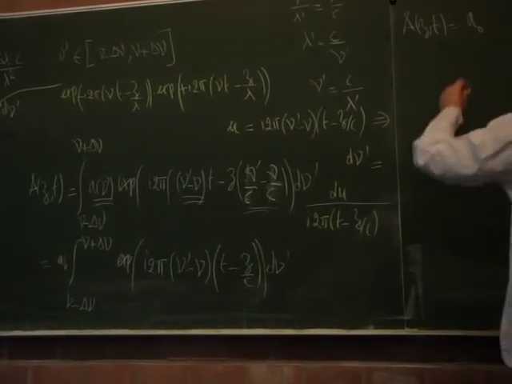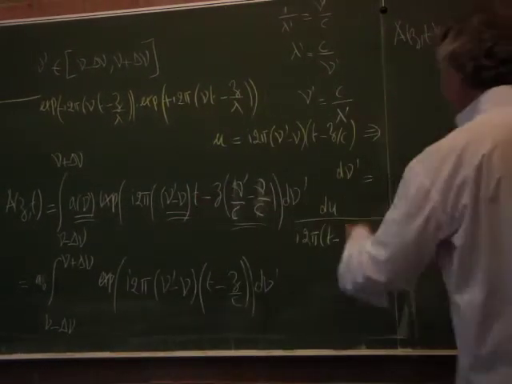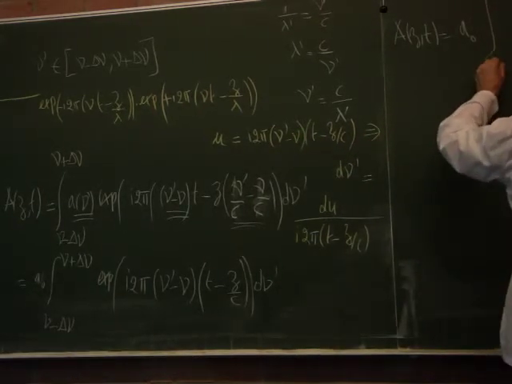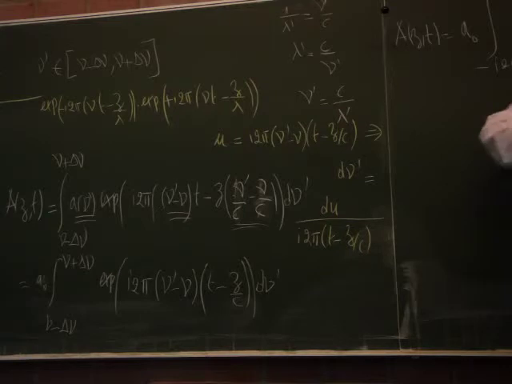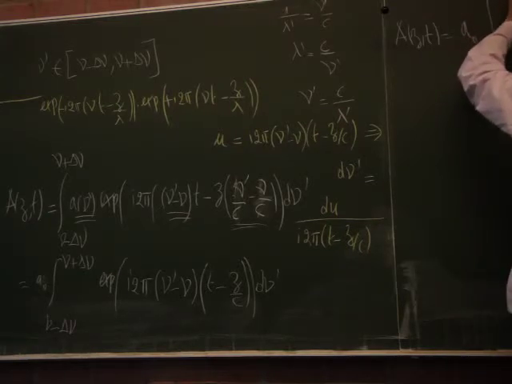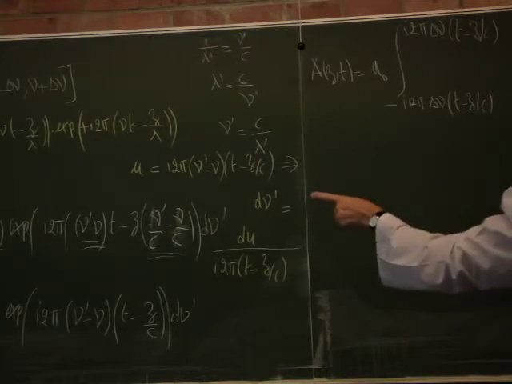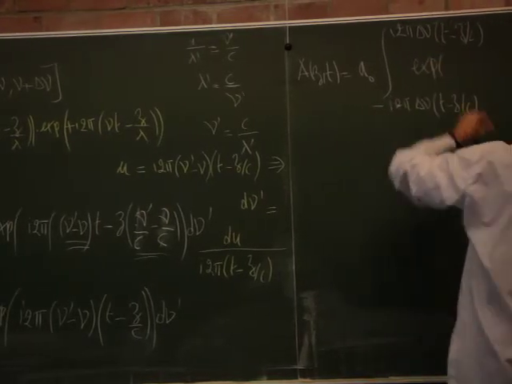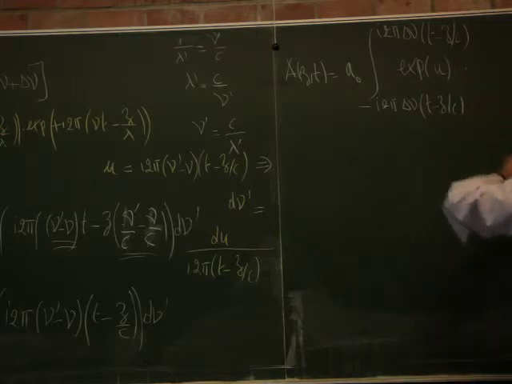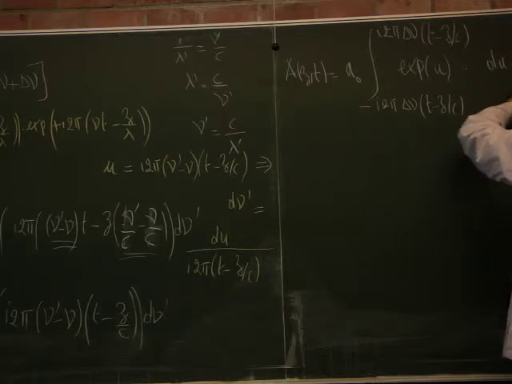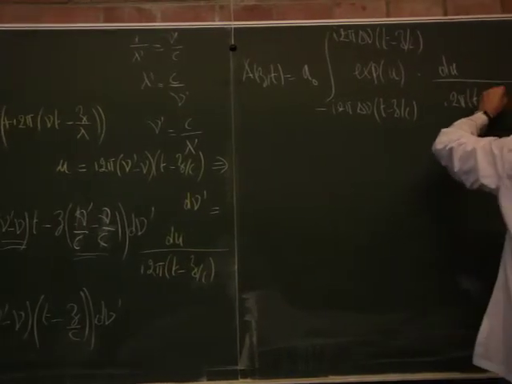And so this integration will become integration from, here it's nu minus delta nu, so it will be from i 2 pi minus delta nu times t minus z over c up to i 2 pi delta nu times t minus z over c of what? Of the exponential of u. And this multiplied by d nu prime, which is du, divided by i times 2 pi times t minus z over c. Like this.